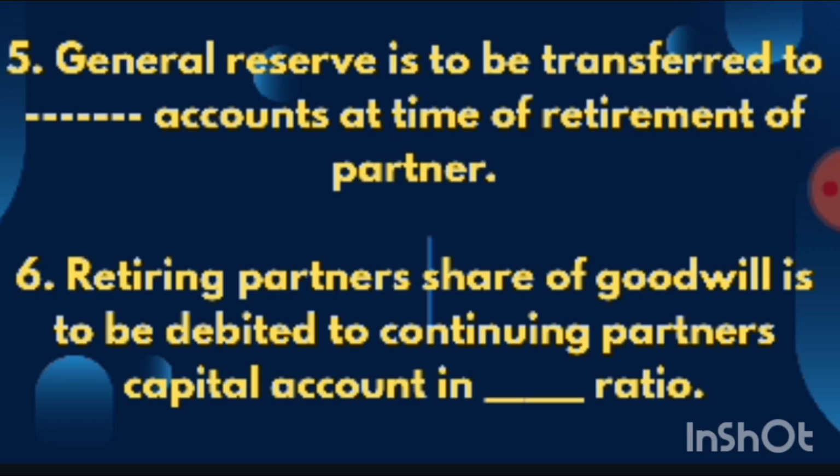Retiring partner's share of goodwill is to be debited to continuing partner's capital account in dash ratio. The answer is gain ratio. Retiring partner's share of goodwill that must be debited to the remaining partner's capital account in their gain ratio.